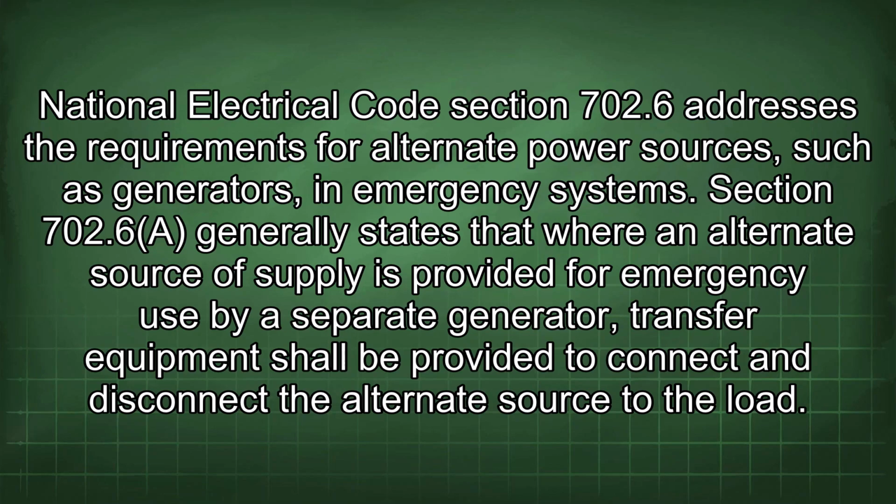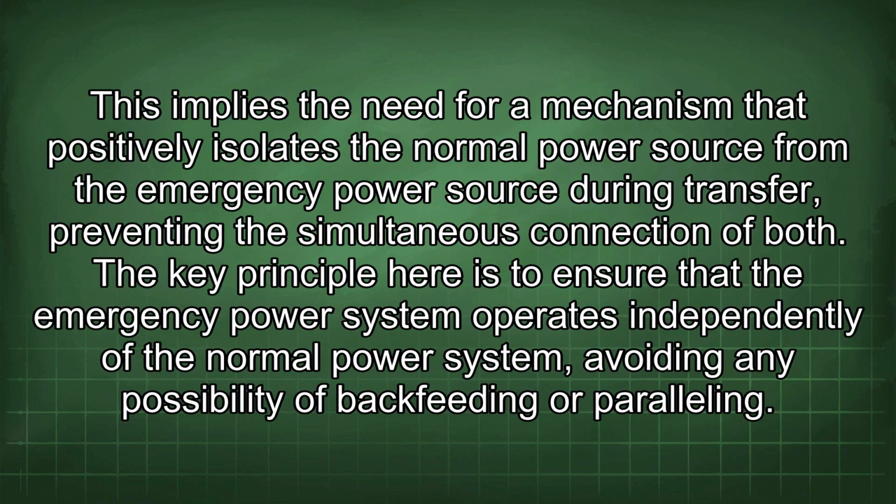National Electrical Code Section 702.6 addresses the requirements for alternate power sources, such as generators, in emergency systems. Section 702.6 generally states that where an alternate source of supply is provided for emergency use by a separate generator, transfer equipment shall be provided to connect and disconnect the alternate source to the load. This implies the need for a mechanism that positively isolates the normal power source from the emergency power source during transfer, preventing the simultaneous connection of both.